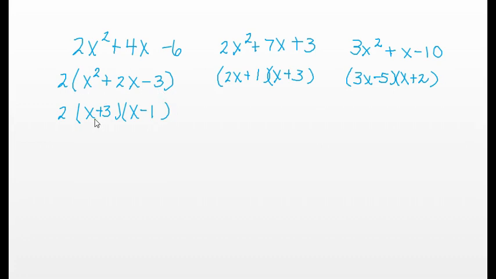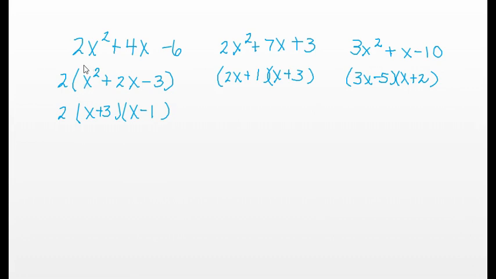Then I'm looking for the first 2 terms that multiply together to give me the first term in my trinomial, and I'm doing that with all 3 cases. Then I'm looking for the factors that give me the product of the last term in my trinomial. So what are the 2 numbers that multiply together to give me this last term? 3 times negative 1 gives me negative 3. 1 times 3 gives me 3. Negative 5 times 2 gives me negative 10.